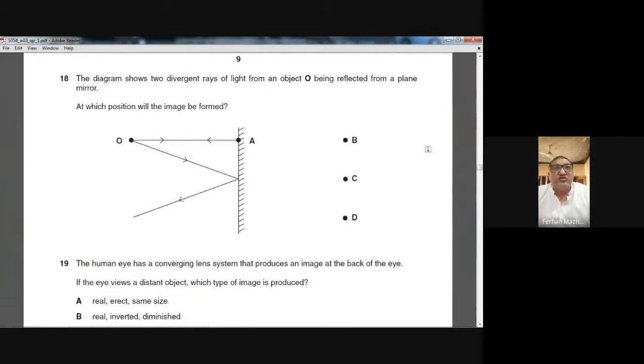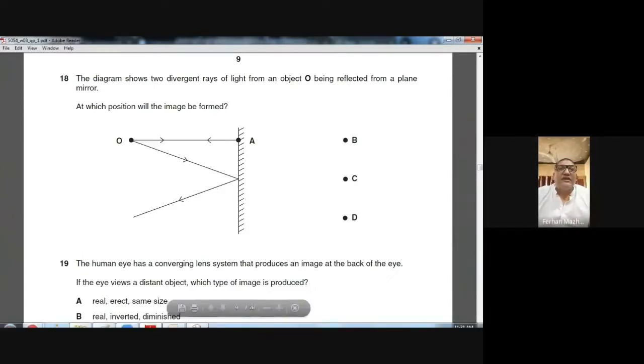The diagram shows 2 divergent rays of light from an object O being reflected from a plane mirror. At which position will the image be formed? The image will be formed... I can prolong these rays. I will prolong this ray behind the mirror, and I will prolong this reflected ray behind the mirror. Where these 2 rays will intersect, there the image will be formed.